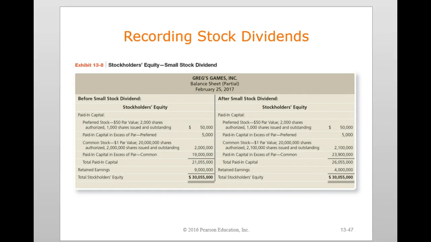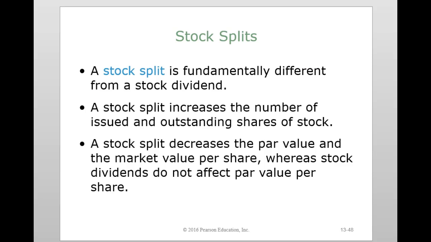Now that's a small one. I don't believe they show us a large one, but a large one would just be using that par value, because you don't want to skew the paid-in capital with a very large distribution of stocks. Stock split is different than a stock dividend. It simply increases the number of stocks and decreases the par value. So it's a relatively painless type thing for the equity section.